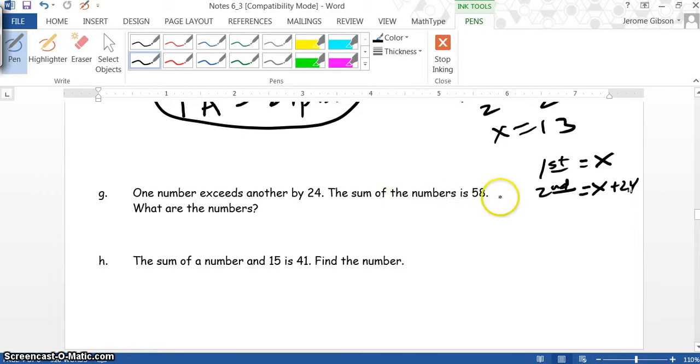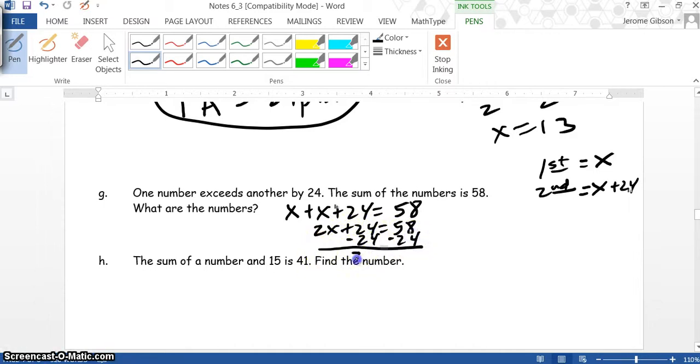Now, we're told that the sum of the numbers is 58. So we would take x plus x plus 24 equals 58. x plus x is 2x plus 24 equals 58. Now we will subtract 24 on both sides. And we have 2x is equal to 58 minus 24, which is 34.